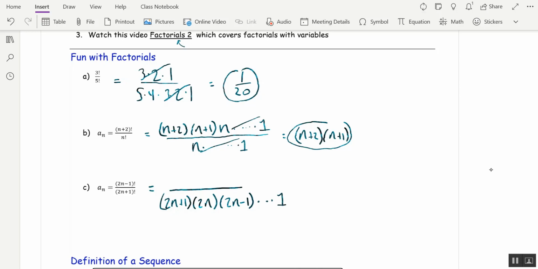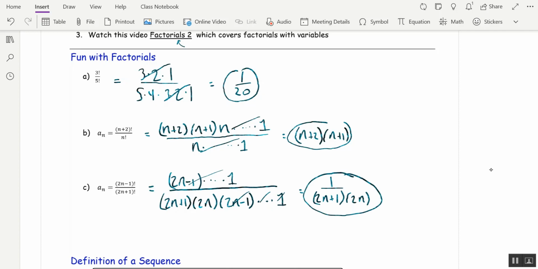going down to 1. Now on top, I've got 2n minus 1, and then it will be 2n minus 2, dot, dot, dot, down to 1. And everything on the top is canceling with all the stuff on the bottom except the 2n plus 1 times 2n. So there you go.